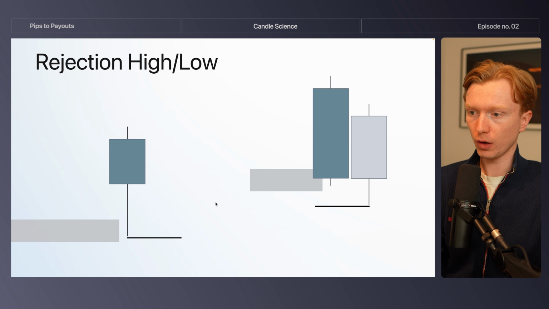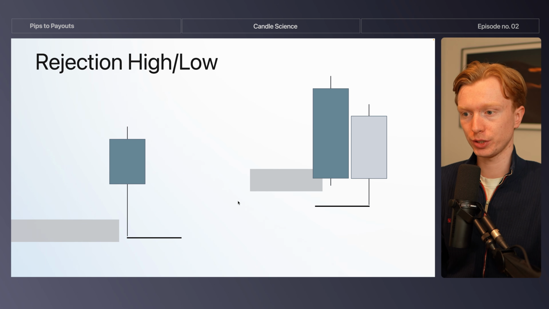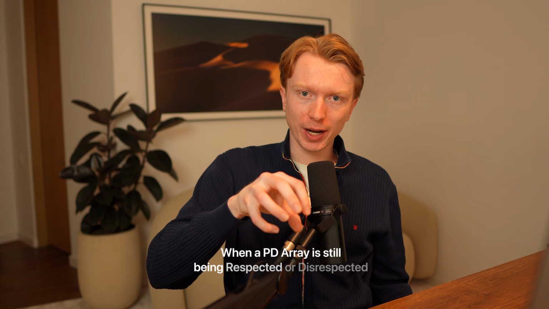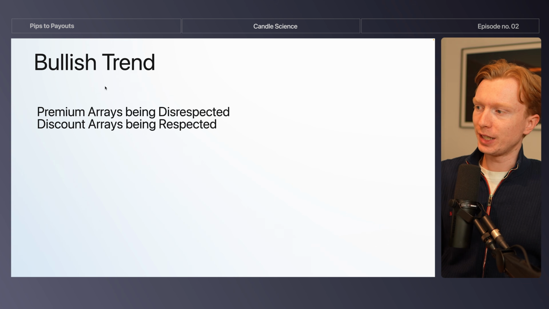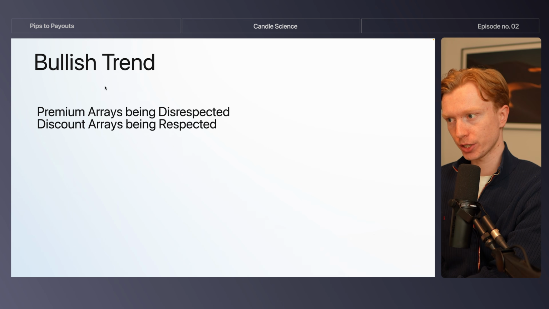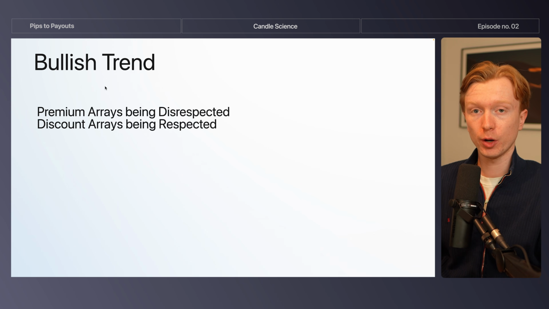These rejection lows are important to understand. The reason why is that they tell us exactly when a PD array is still being respected or disrespected. So remember what a trend is. What is a bullish trend again? A bullish trend is premium arrays being disrespected and discount arrays being respected. The rejection low or the rejection high, based on two-candle rejection, tells us whether a premium array or discount array is being respected or disrespected.